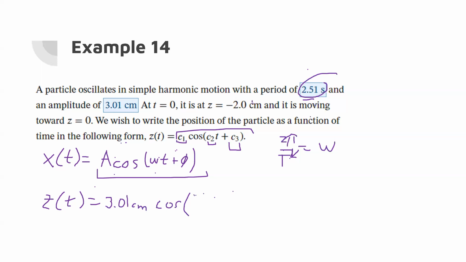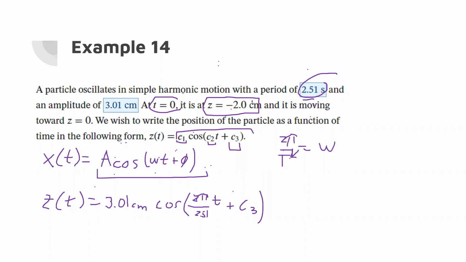that my angular frequency is just going to be 2 pi divided by the period, which is 2.51, times time. And then plus C3, this part is a little harder because we don't really have anything, but we do know that the position at t equals 0 is -2 centimeters.